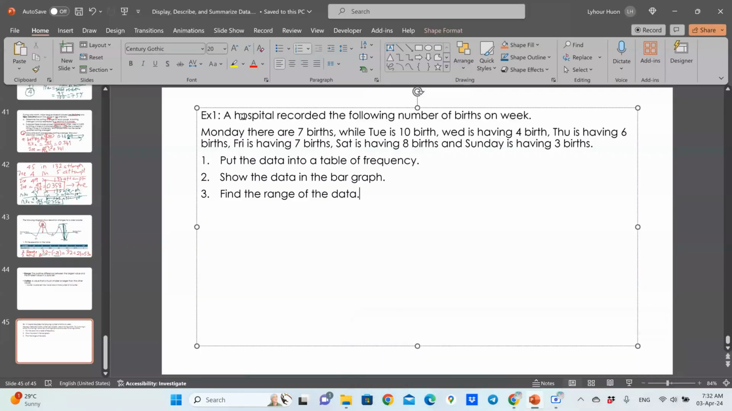So this is example one. A hospital records the following number of births in one week. Monday there are 7 births. Tuesday 10 births. Wednesday 4 births. Thursday 6 births. Friday is having 7 births. Saturday is having 8 births. Sunday is having another 3 births. So put the data into the table of frequency.